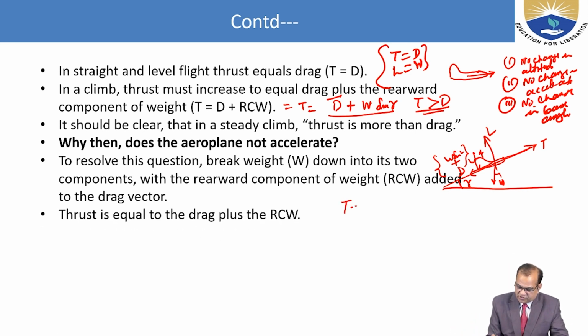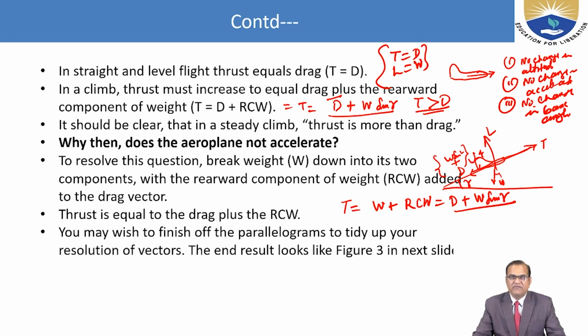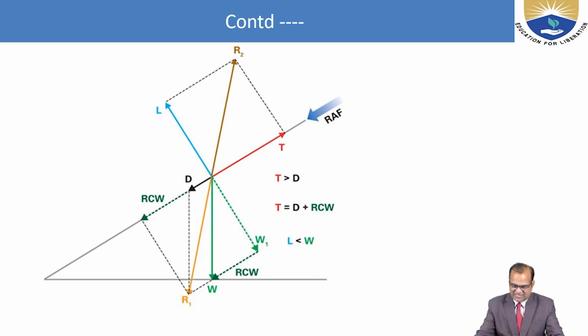So thrust is equal to D plus RCW, meaning the rearward component of the weight, W sin gamma. You may wish to finish off the parallelogram to tidy up your resolution of vectors. The end result looks like figure 3 in the next slide. So this you can see in this slide.